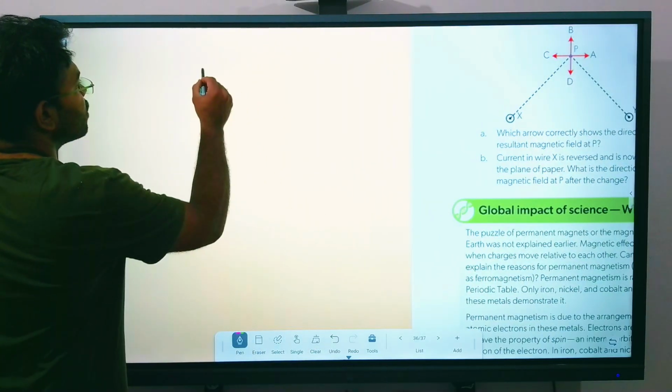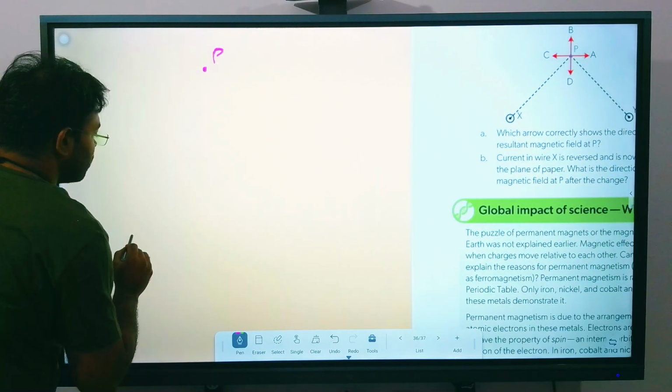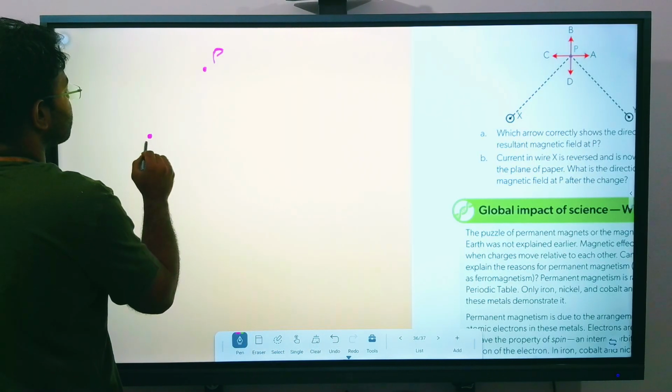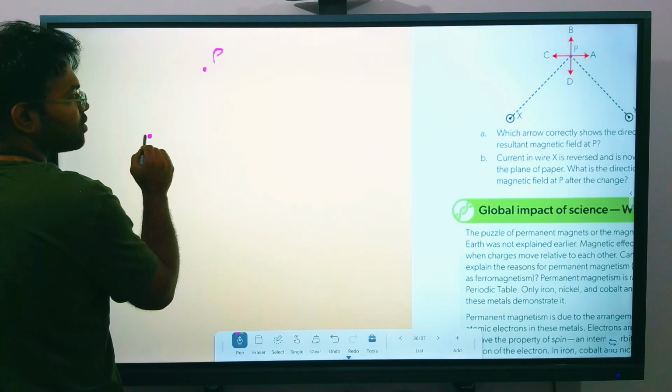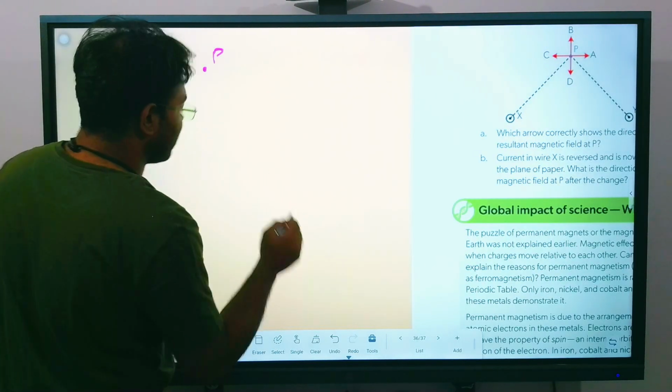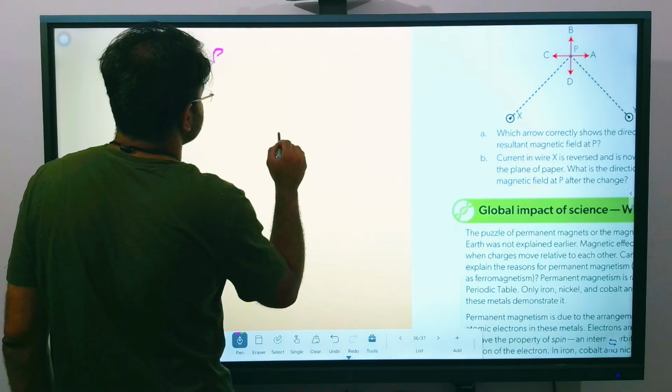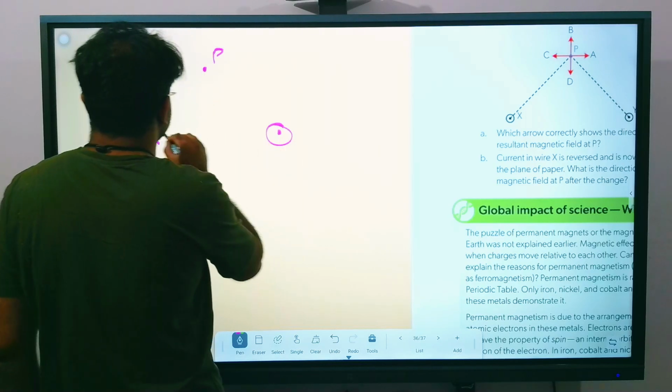Okay, let's actually do this. This is the point P. Oh no, I'm going to draw it a little bit closer. This is wire X, right? Okay. And this is a dot.